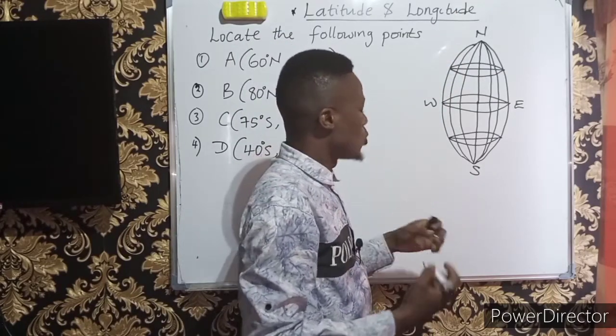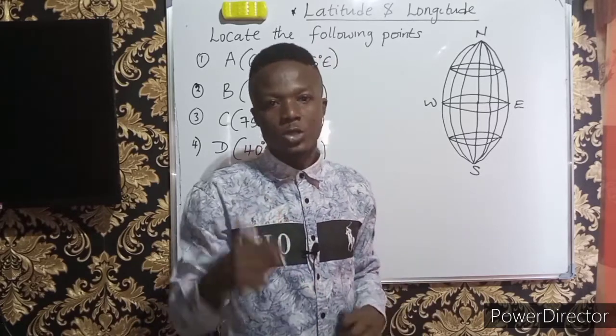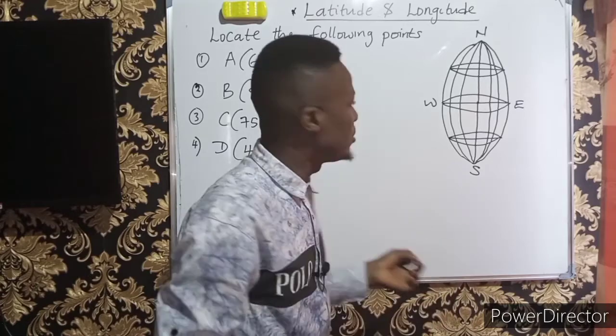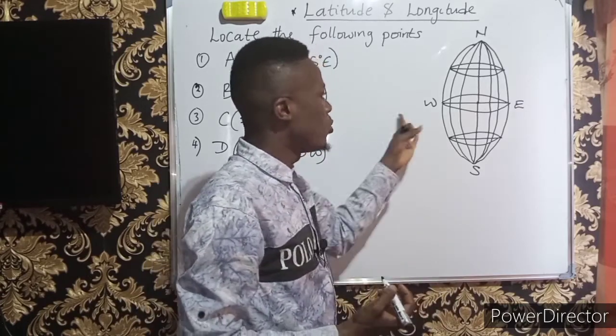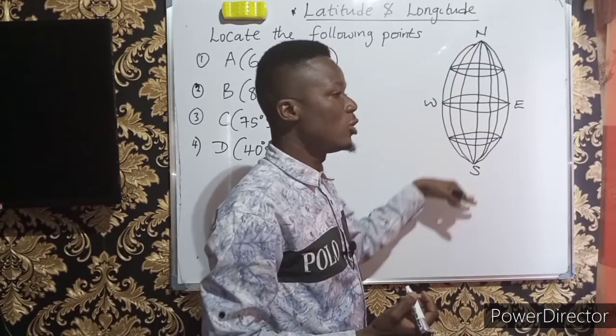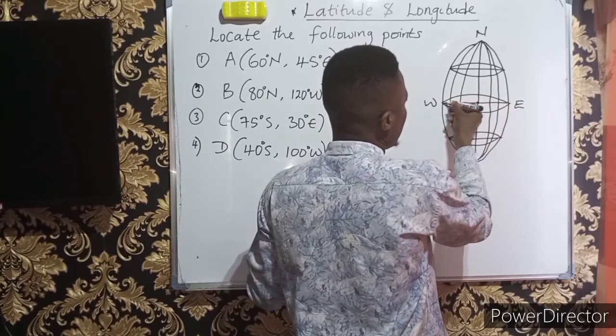Okay, so latitudes are measured either to the north or to the south, depending on where they are located. So the one thing you need to know here is that latitudes are just imaginary lines drawn on the earth's surface, which run from the west to the east of the earth. And because they run from west to east, they are measured either north or what? South.